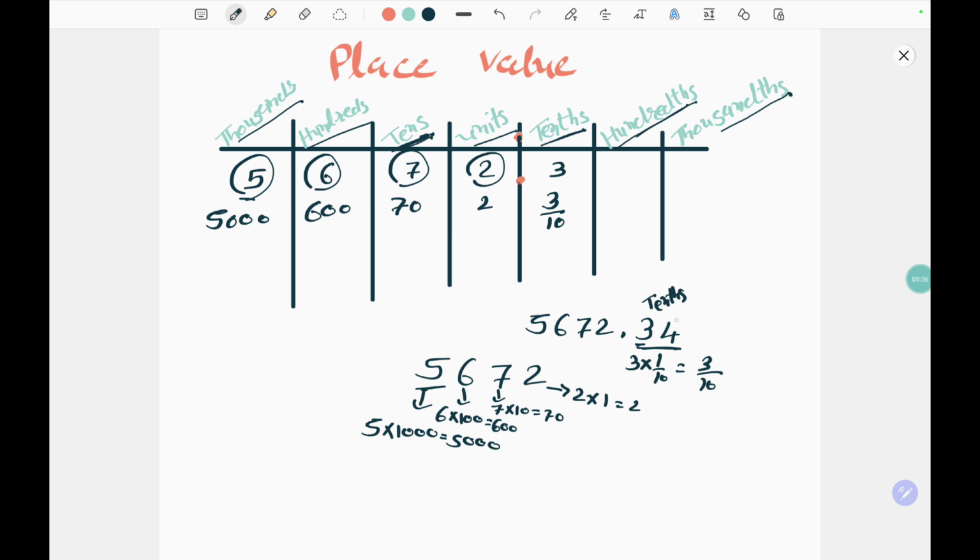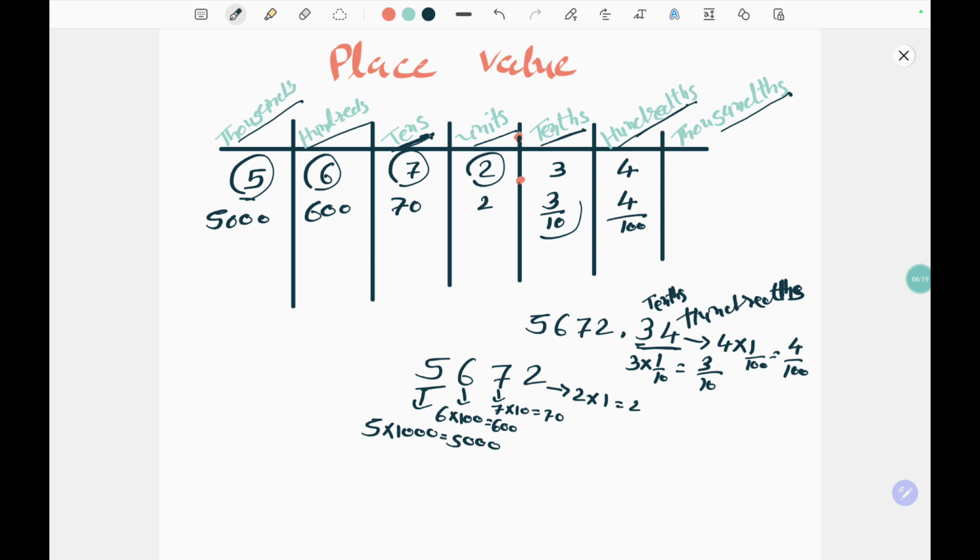Same thing for the 4. 4 is at the hundredths place. So we can say 4 times 1 over 100, which means 4 hundredths, or 4 over 100. Clear? So after the decimal point, if you move to the right-hand side, it goes in order: tenths place, hundredths place, thousandths place, ten-thousandths place, and so on and on.